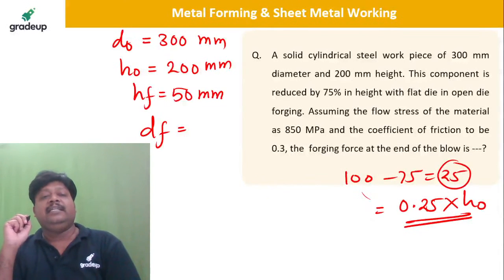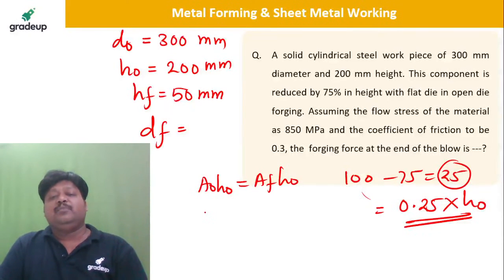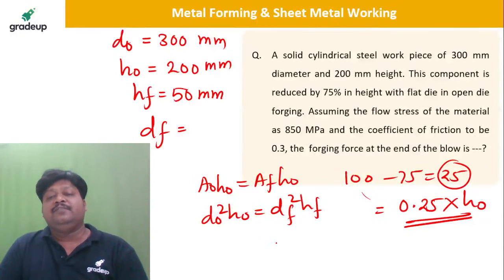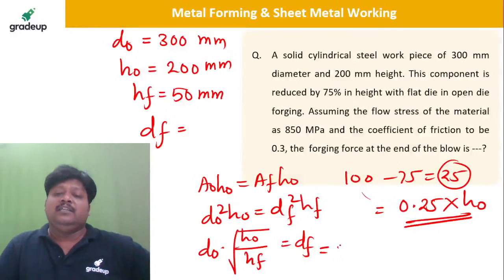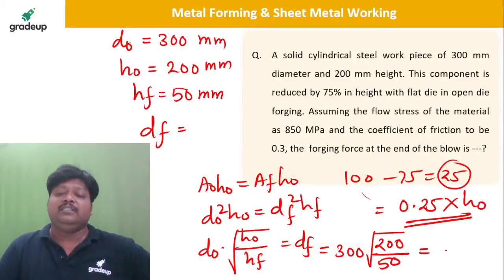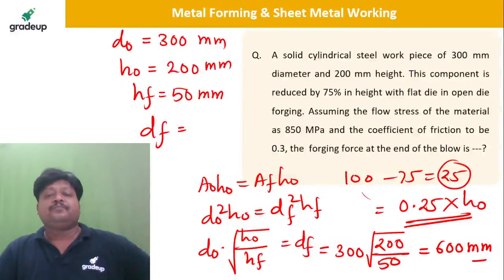Final diameter, apply the volume constancy: A naught H naught is equal to A final H final, that is pi by 4 D original square H0 is equal to pi by 4 D final square H final. So how will you find D final? Root over H0 divided by HF into D0, that will be your DF, isn't it? So tell me how much it is. D original 300, root over H original 200 divided by 50. Tell me what is the answer. Whether it is 600, very good, 600 mm, very good Sudhir, very nice. So you get the value for the final diameter.